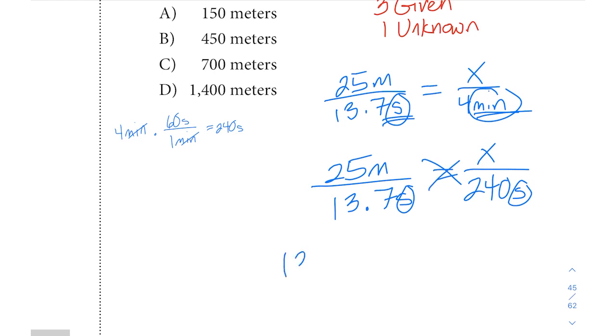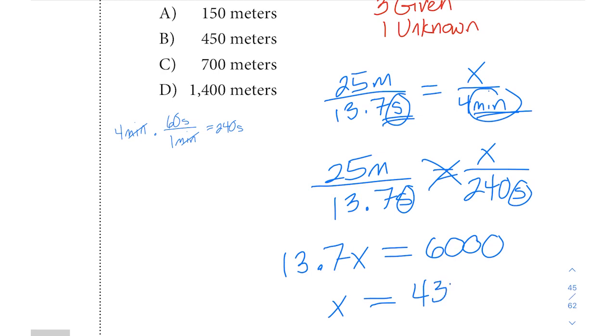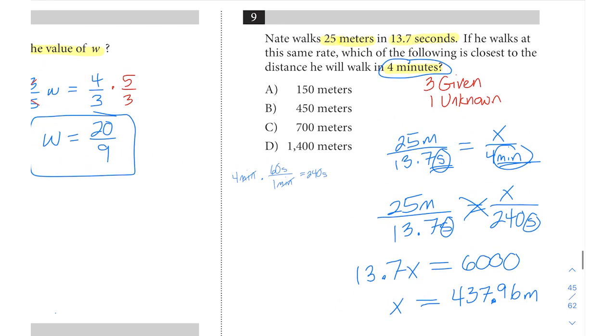And so when we go to do that on this, 13.7 times x will give us just 13.7x, and then equals, when we multiply that out, 240 times 25 will give us 6,000. We can divide by 13.7. And luckily, since it's section 4, this is our calculator section, we get 437.96 as our number of meters on this.